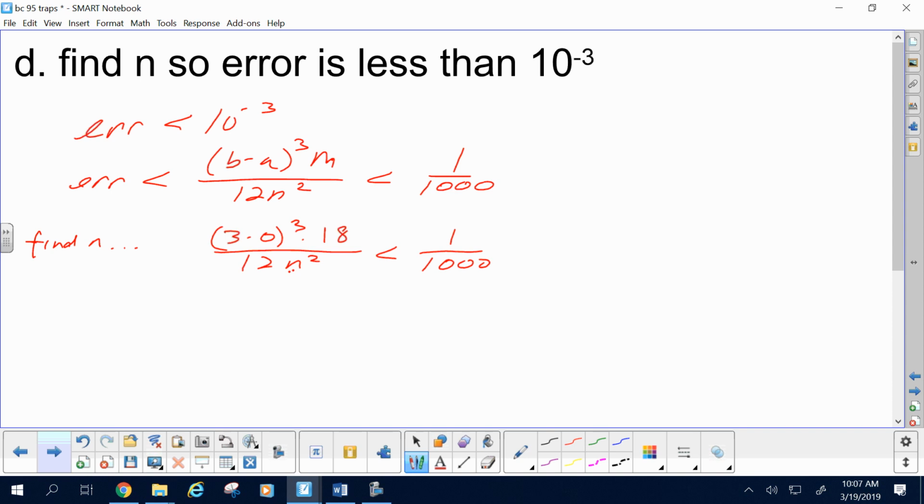So the quickest way to get over this is to just multiply n squared over here and the 1,000 over here. And so you have 3 times 3 times 3 times 18 times 1,000, all in the numerator, and 12 in the denominator. You follow me? Okay. If you take out a 6, so what do we got there? 81, 3 times, that's 9 times 9 times 1,000. So that's 81,000 over 2. What's 81,000 over 2?